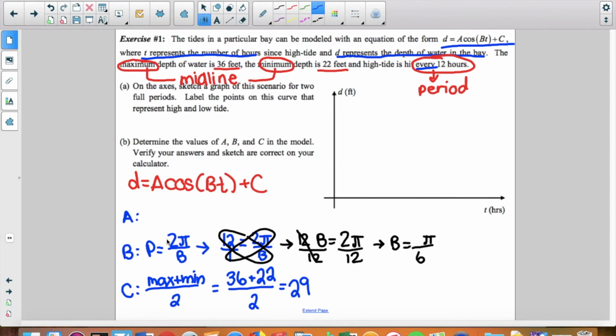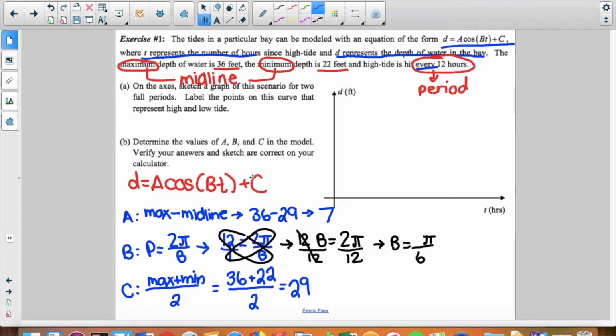The last thing we have to find is the amplitude. The amplitude is the distance from the midline to the maximum or minimum. So we can do the maximum minus the midline, or you can do the midline minus the minimum, whichever you prefer. Our maximum was 36. We have to subtract the midline, which was 29. When we do 36 minus 29, we get 7. Now we have all 3 pieces of information.